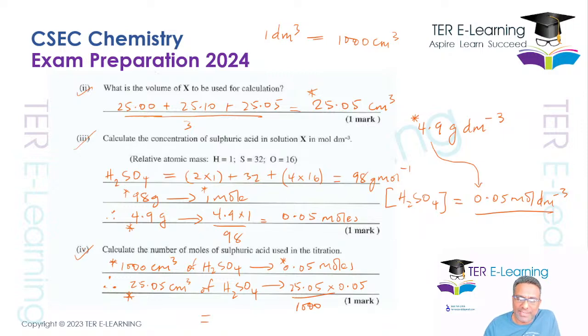Now the thing is, the numbers are usually small here. So what I'm going to do is put it as 0.00125. It's a lot more numbers here, 2 more numbers, but I'm just going to put this here. So that's the number of moles I have in that 25.05 cm cube.